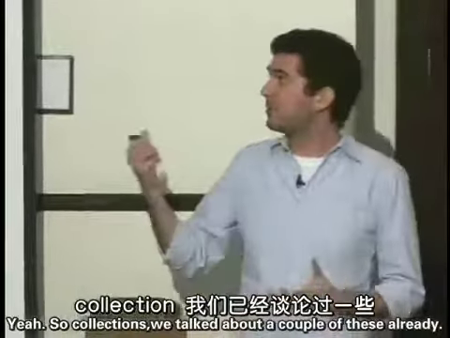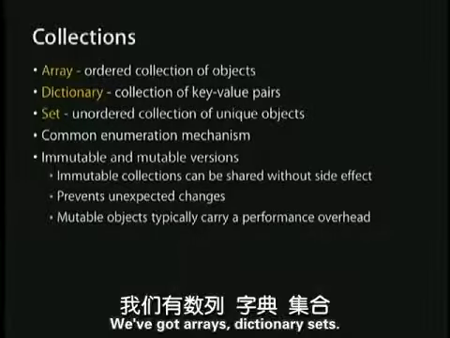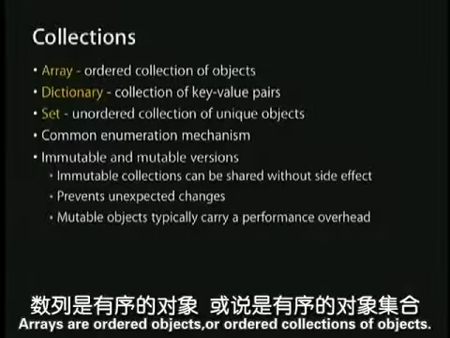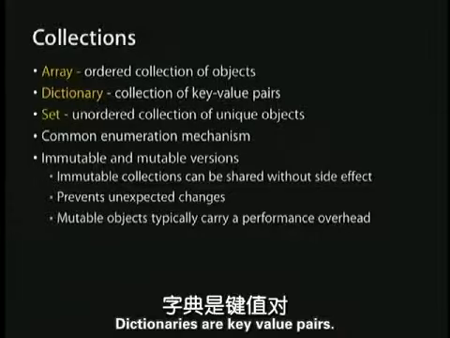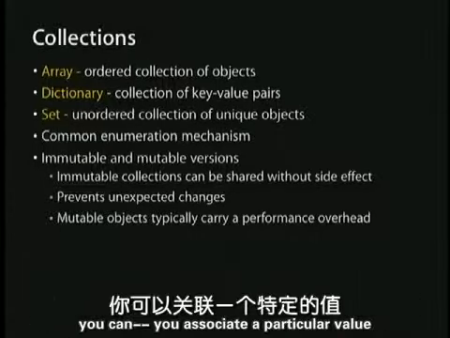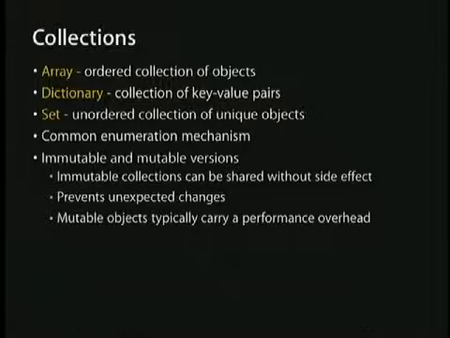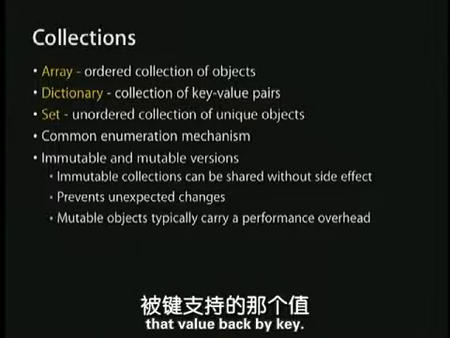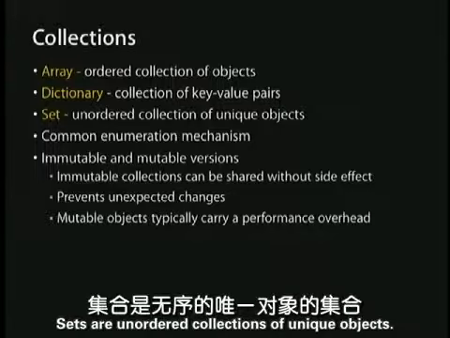So, collections. We talked about a couple of these already. We've got arrays, dictionaries, sets. Arrays are ordered collections of objects. Dictionaries are key-value pairs. So you've got a dictionary, you've got a key and a value. You associate a particular value with a particular key, and then you can get that value back by key. Sets are unordered collections of unique objects.